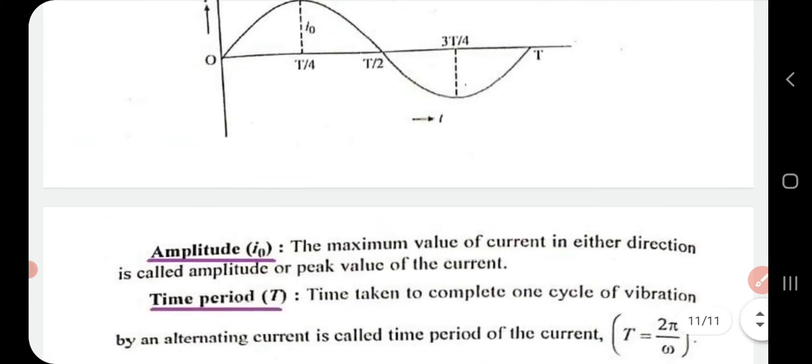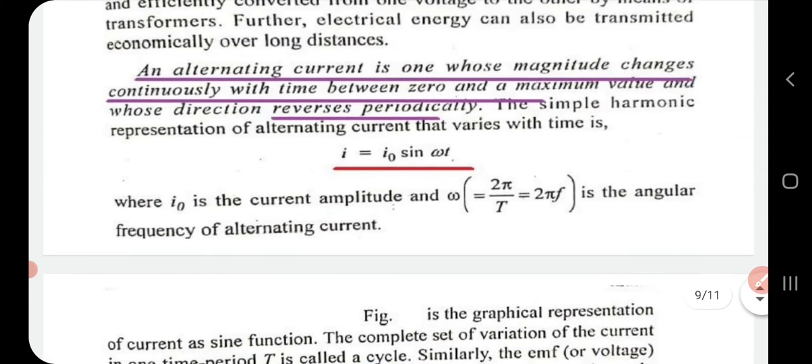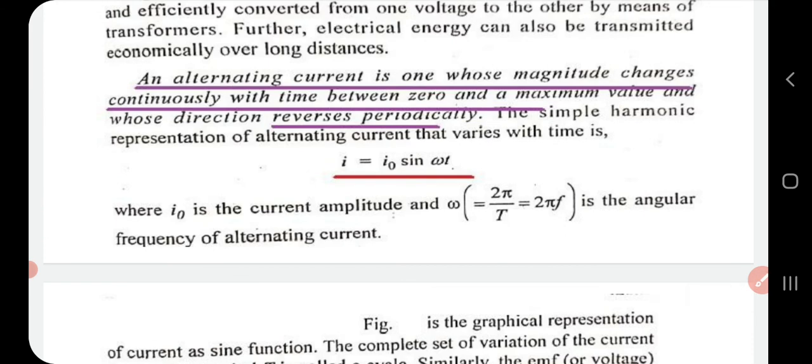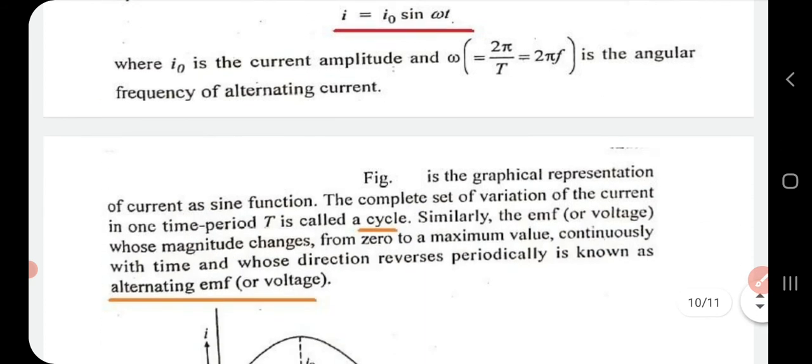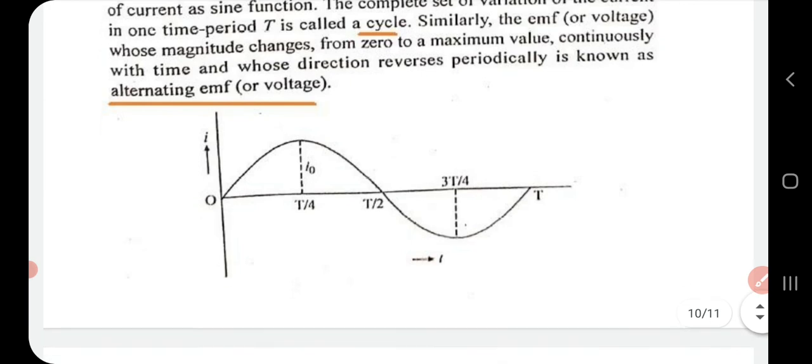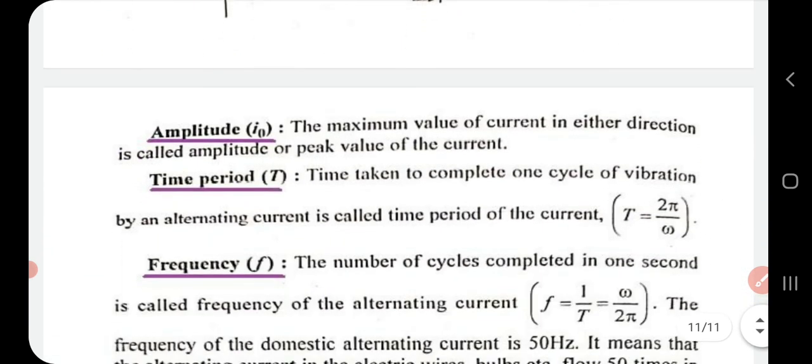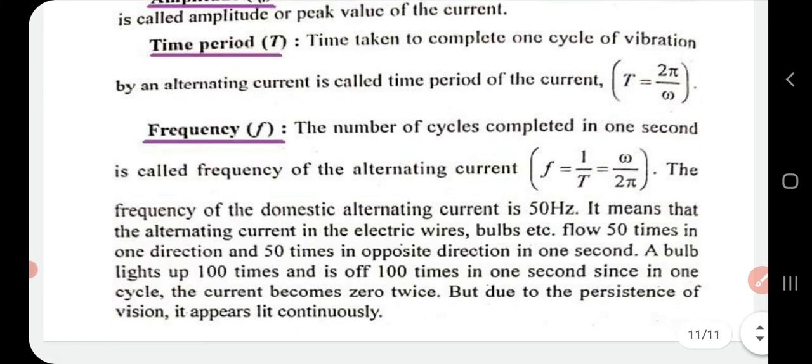So in today's class we have to study the growth and decay of current in a CR circuit, the definition for alternating current, the definition for alternating EMF, what is a cycle, then the graphical representation of AC, and define amplitude, time period and frequency.